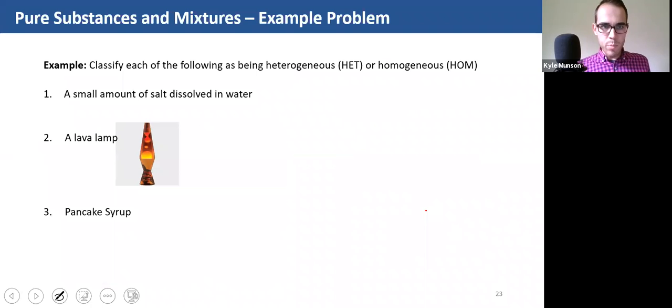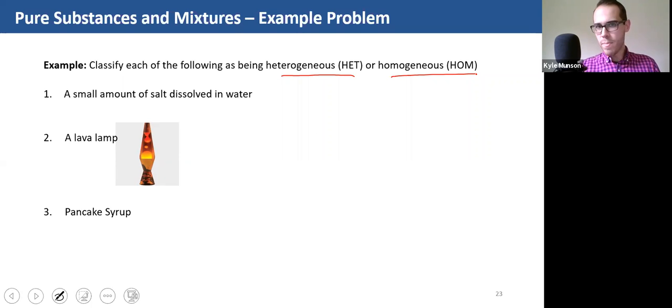Okay, so here's an example problem. Why don't you pause the video and go through this example where you're classifying things as being either heterogeneous or homogeneous. I'll let you pause the video, and you can obviously unpause it when you're done with the example.